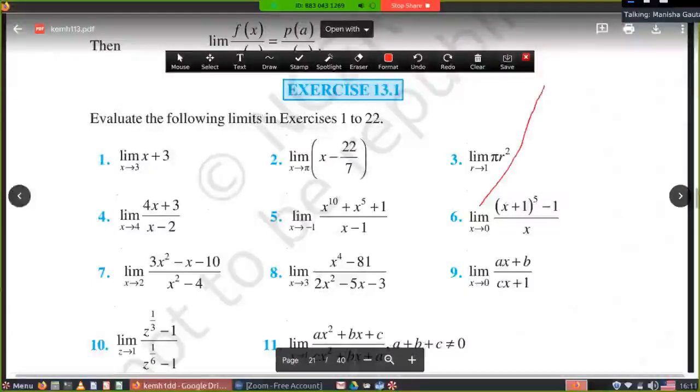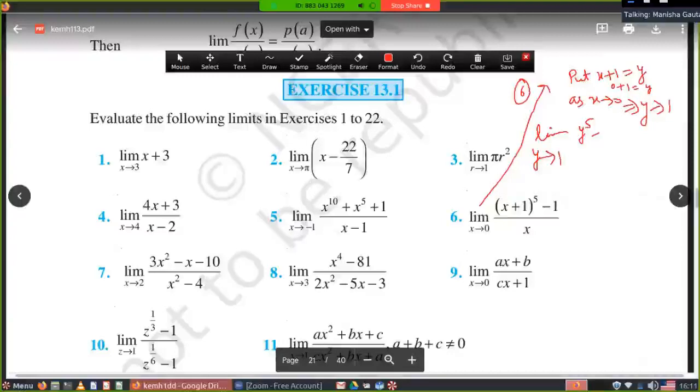The first way, which I am just telling you, is the way you can do the question. Put x plus 1 equal to y. As x tends towards 0, it means 0 plus 1, it is y. This implies y is tending towards 1. Now you are changing the limit, y tending towards 1, and the question becomes y to the power 5 minus 1 upon, now the value of x is y minus 1.